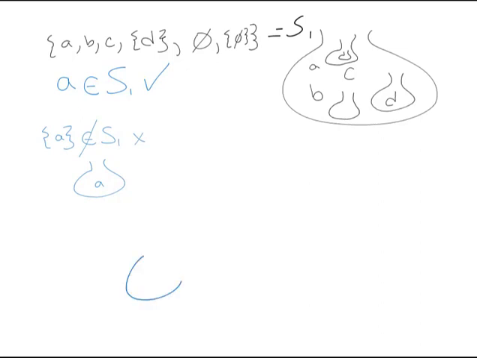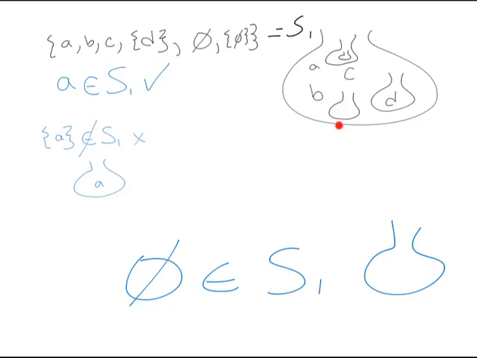Let's try another example. Is the empty set an element of S1? Well, the empty set is an element of S1 if, when we look inside this bag, we see the empty set. In other words, if we see a bag with nothing in it. And in fact, we do, right? Because if we look inside this bag, there's a bag with nothing in it. So the empty set is indeed an element of S1. Now, the empty set is not an element of every set, right?